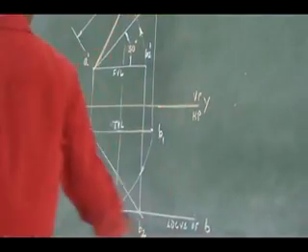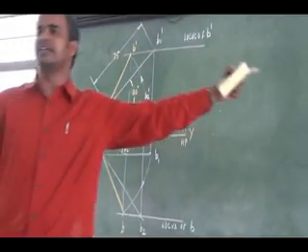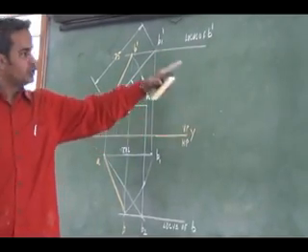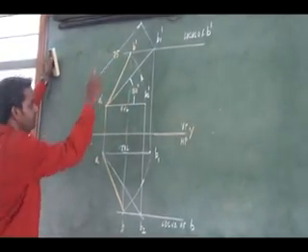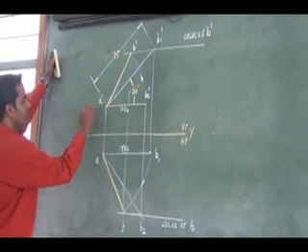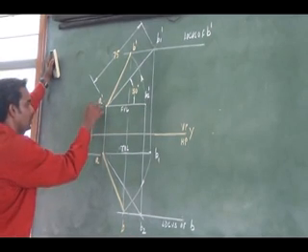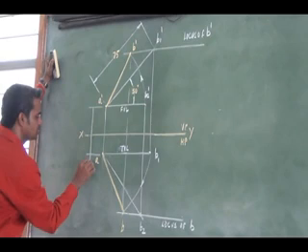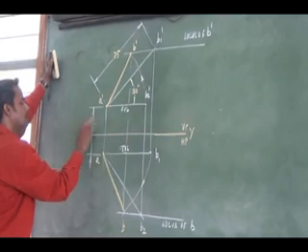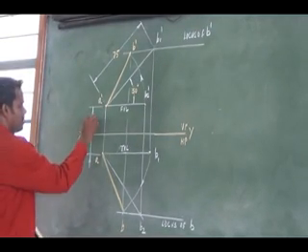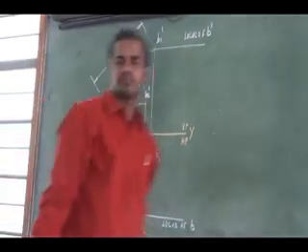Then whatever data is given, five data are given. What are the data given? Those five data have to be placed carefully. So this is 30 degrees, 70, this dimension is given. What is this? 10 and 15. This is 10, this is 15, this is 10.